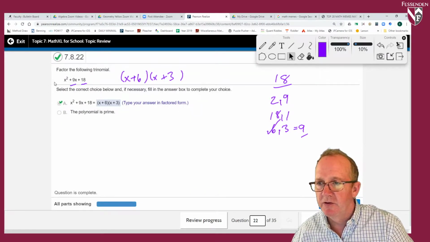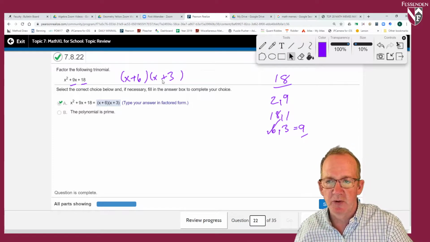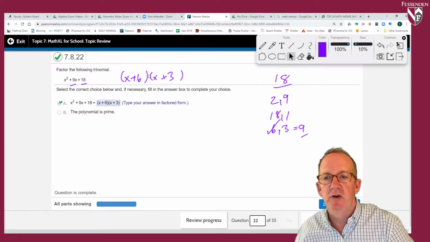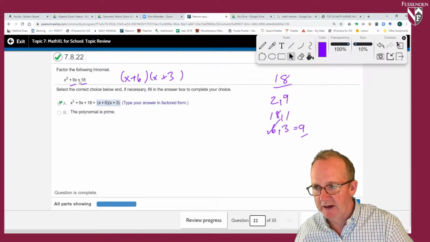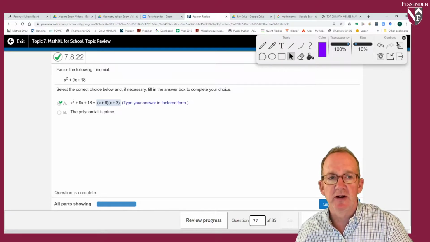Okay? So do keep in mind the signs here. If they're both positive, these are both positive. If this is positive, the 18 is positive, and the 9x is negative, then you have both are negative. And if this is negative, right, negative 18, then the factors have to be one negative and one positive. Did lots of practice with that. You guys got really good at that.